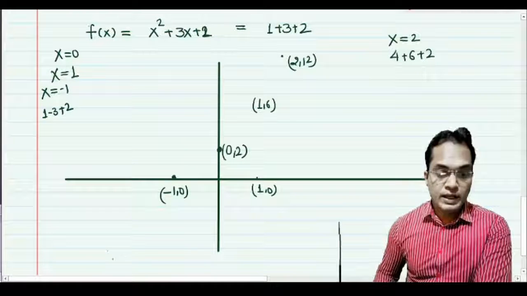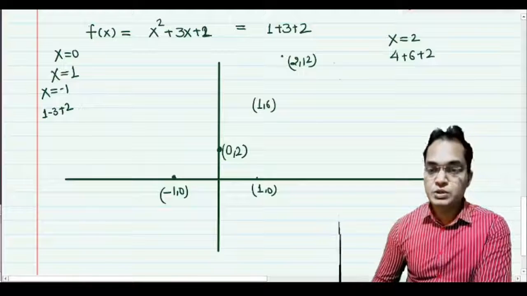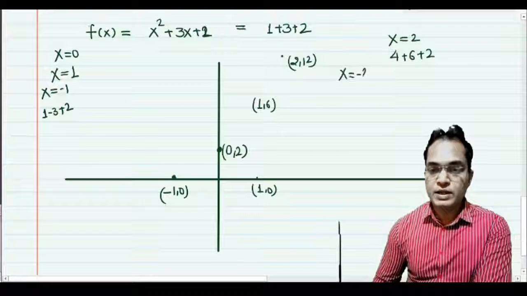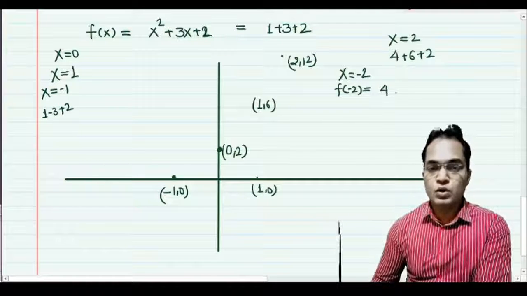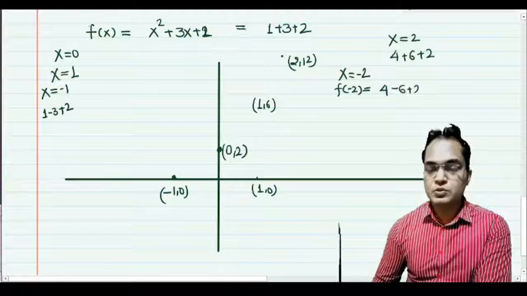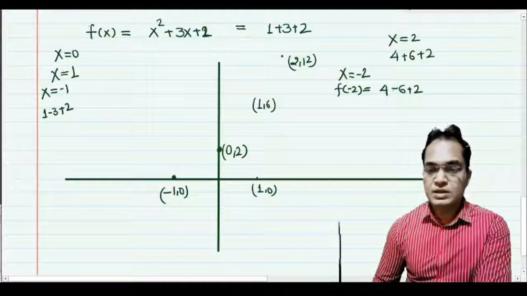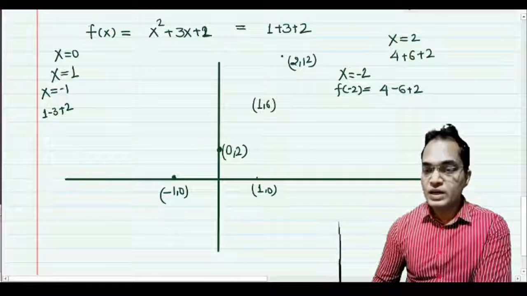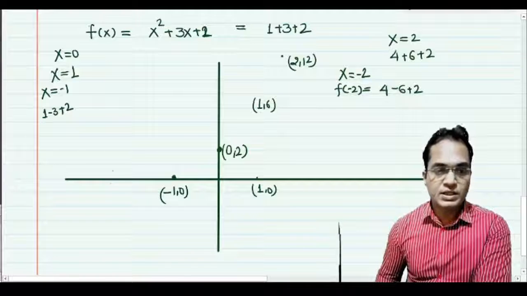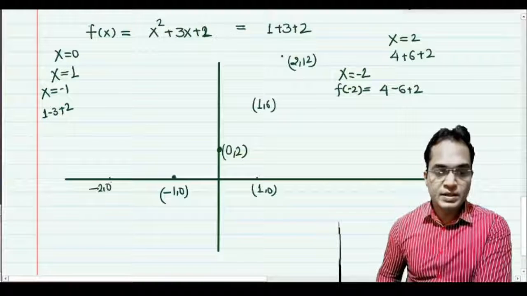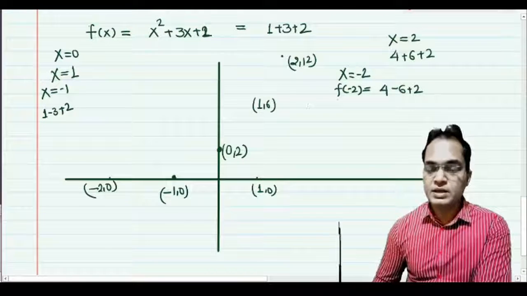Then put x equals -2. Then what will be the answer? f(-2) will be 4 minus 6 plus 2. What is the answer? Oh, again it is 0. Got it? At -2 it is also 0. Very nice.